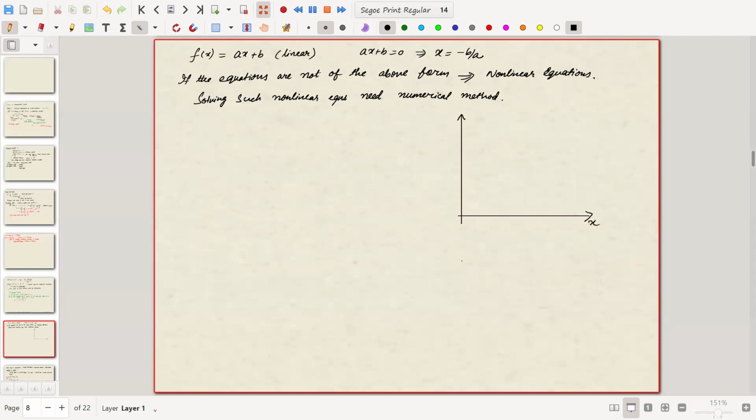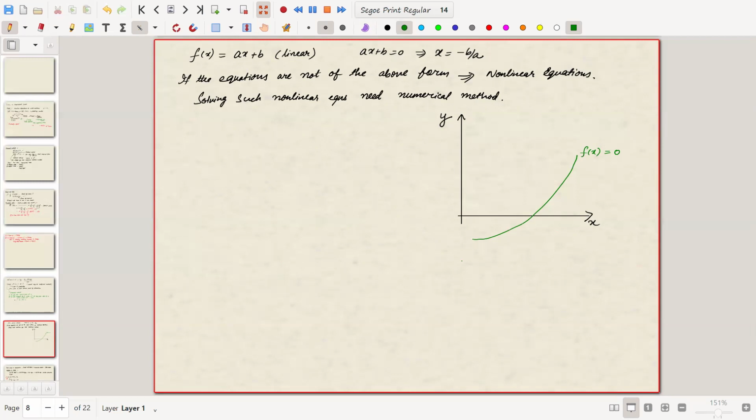Say this is x and this is y. Okay. You can always represent the function on the xy plane. Yes. So I'll just represent it. Okay. Fine. So say this is y equals f(x), or f(x) equals 0. Okay. Now, where is the root? Can you tell me? Where is the root here?